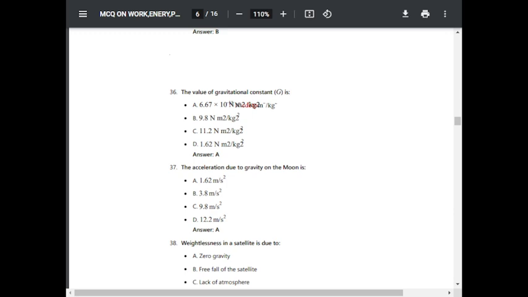This is being corrected. Hence, please correct it. 6.647 into 10 raised to the power minus 11 Newton meter square per kg square. Option A is correct.